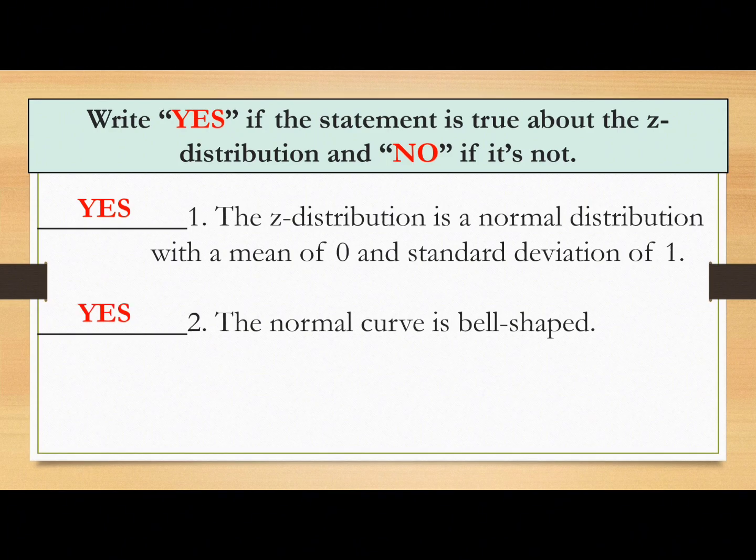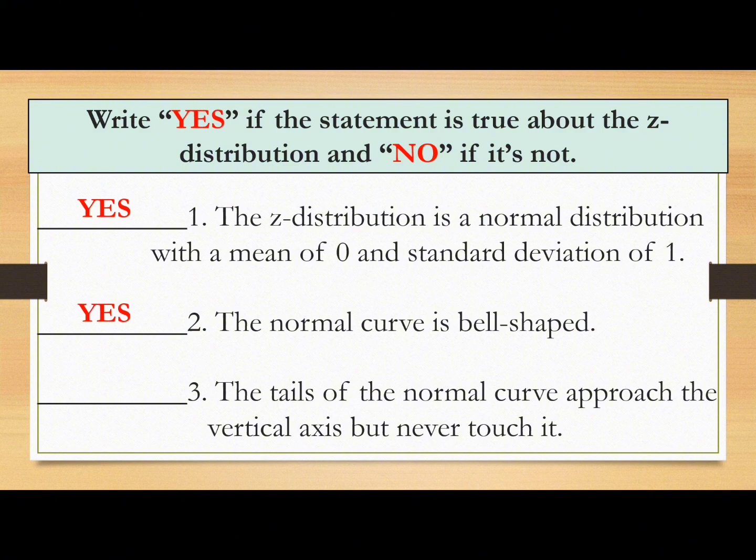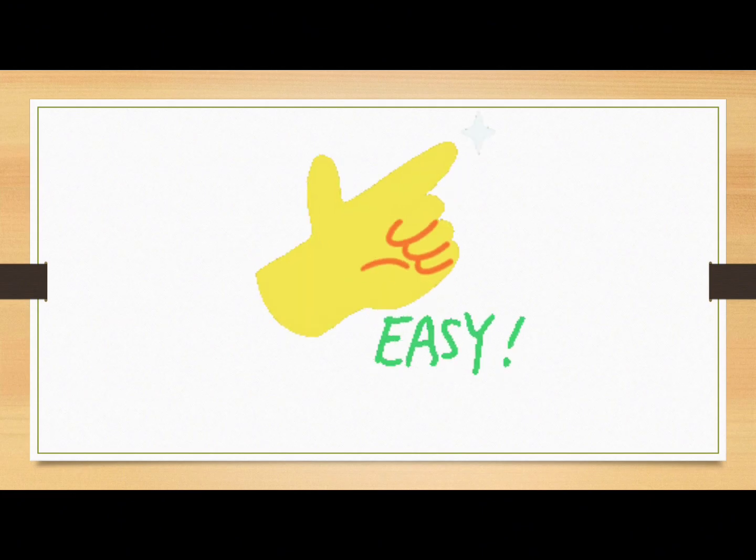How about number 3? The tails of the normal curve approach the vertical axis but never touch it. True or false? Or yes or no? Okay, this one is not true. Bakit? Kasi yung ina-approach ng tails ng normal curve natin is hindi vertical axis, kundi yung kanyang horizontal axis. Natatandaan pa ba? Okay, very good. Ang basic lang, diba? So, parang review lang to.